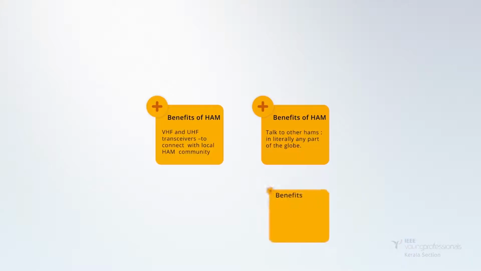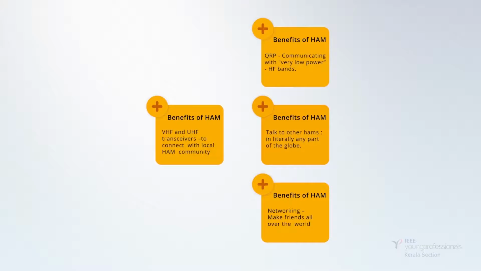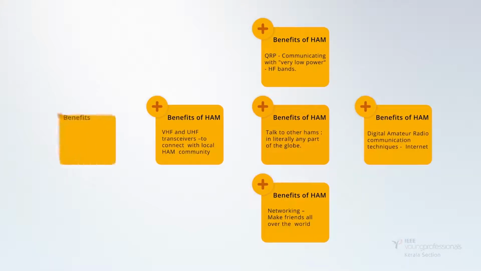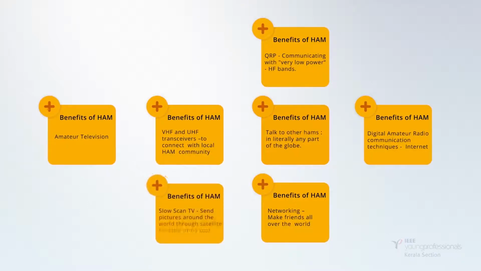You can talk to other hams literally in any part of the globe. You can use a VHF and UHF transceiver to connect with the local ham community. You can have networking like IEEE, make friends all over the world. You can transmit at a very low power in the high frequency band. You can use even the internet to connect with digital amateur radio communication. You can use amateur TV. You can even send pictures throughout the world using a satellite with little or no cost. We use slow scan TV for that.